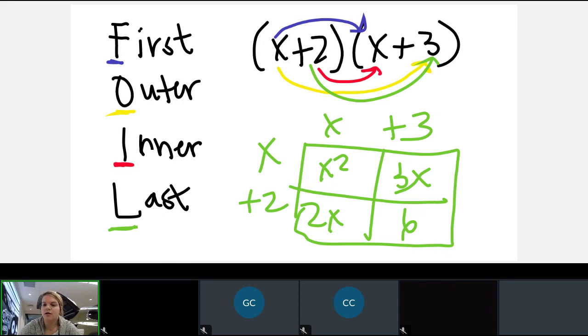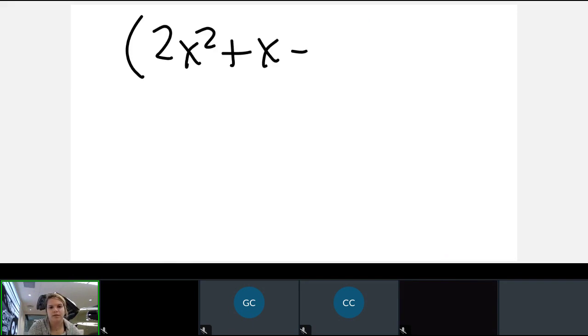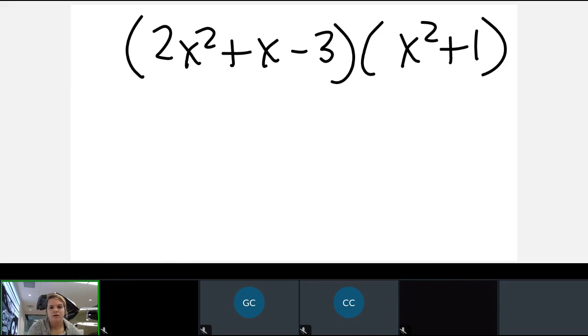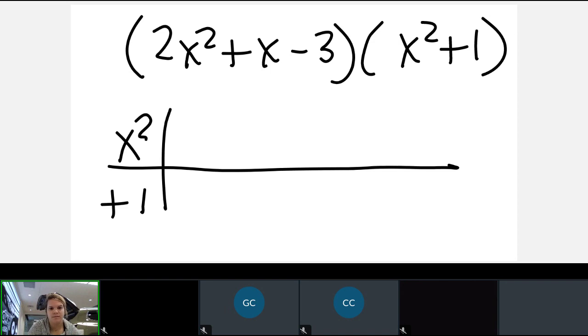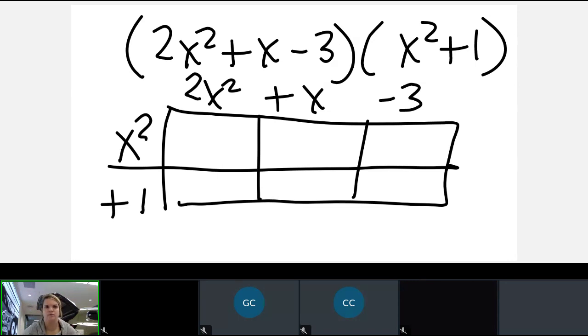So Garrett, we're going to get to that, and that is where the box method is helpful. Garrett's asking, what if we have more than just binomials? Like if you had 2x squared plus x minus 3 times x squared plus 1. You might put your x squared plus 1 on the side, and then you would have 3 columns. Correct, Destiny. It doesn't matter which method. So then you might have 2x squared plus x minus 3, and then you just go through and write all of this out.